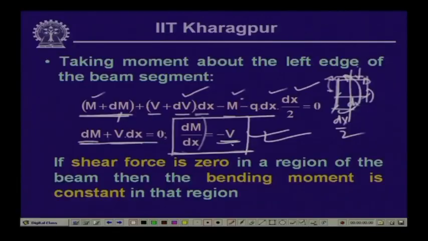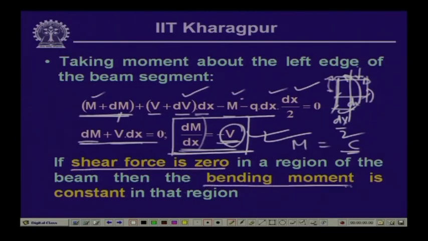Now, here if you note that if this particular quantity, shear force, becomes 0, then the bending moment in that particular region is going to be constant, because M is going to be a constant quantity C. So, if shear force is 0, then bending moment is constant in that particular region. Now, this in fact we can verify readily if we look into a beam.